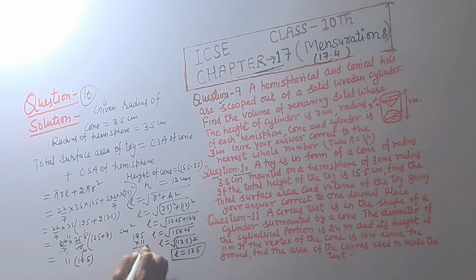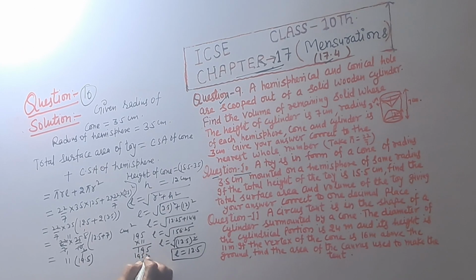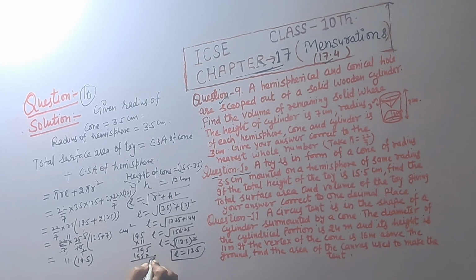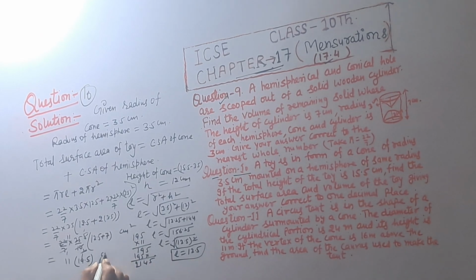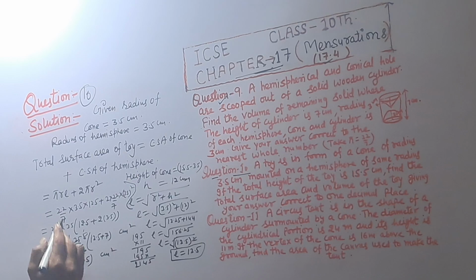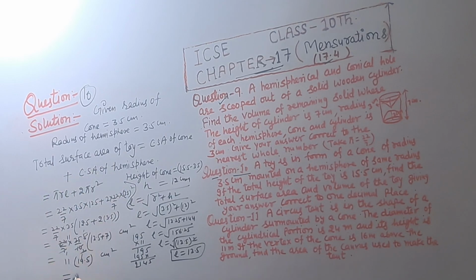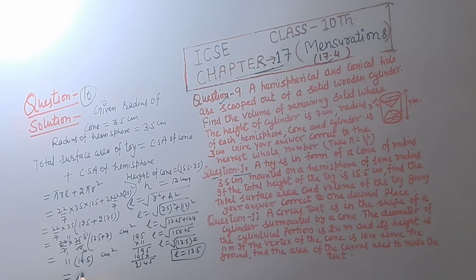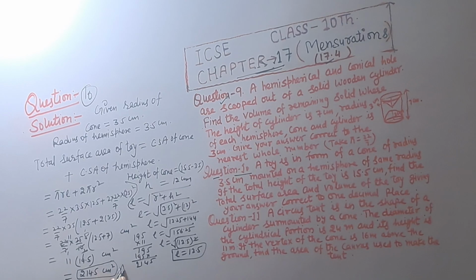195 into 11, that is 195. 195 centimeter square. So total surface area of toy is equal to 214.5 centimeter square. Answer.